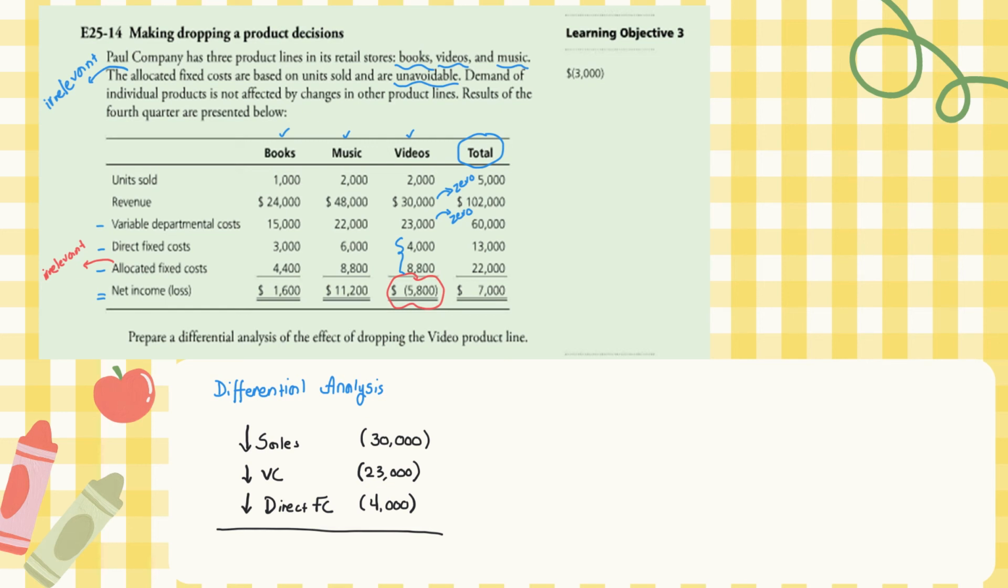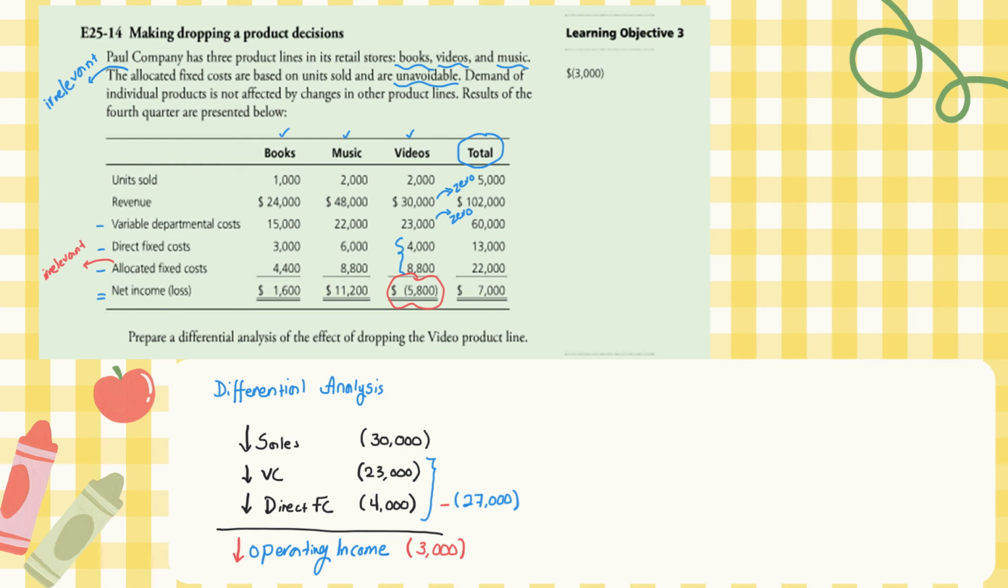Okay, so now I have a decrease of 30,000 in my sales and a decrease of 27,000 in my costs. So what's gonna be the effect on operating income? Will it increase or decrease if we drop? Let's see. Negative 30,000 minus negative 27, so it's gonna be plus 27, so it's gonna be negative 3,000. So operating income will go down since it's a negative answer.